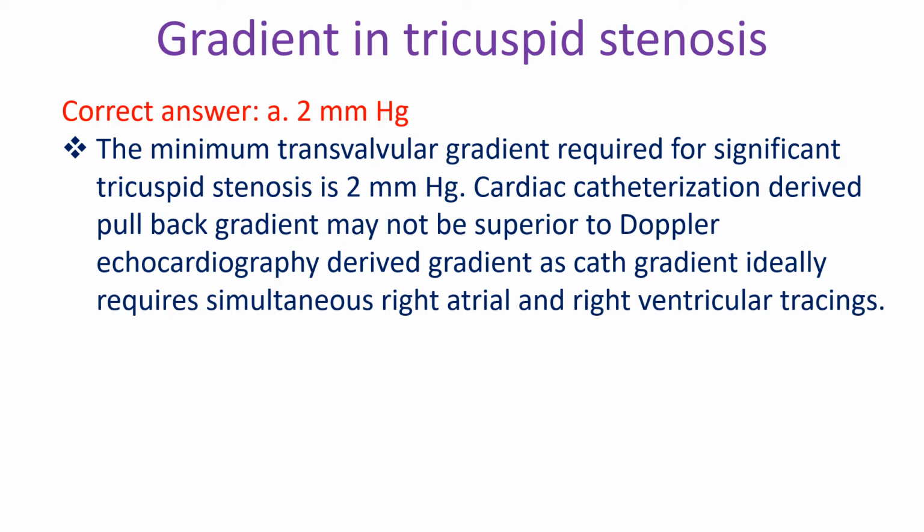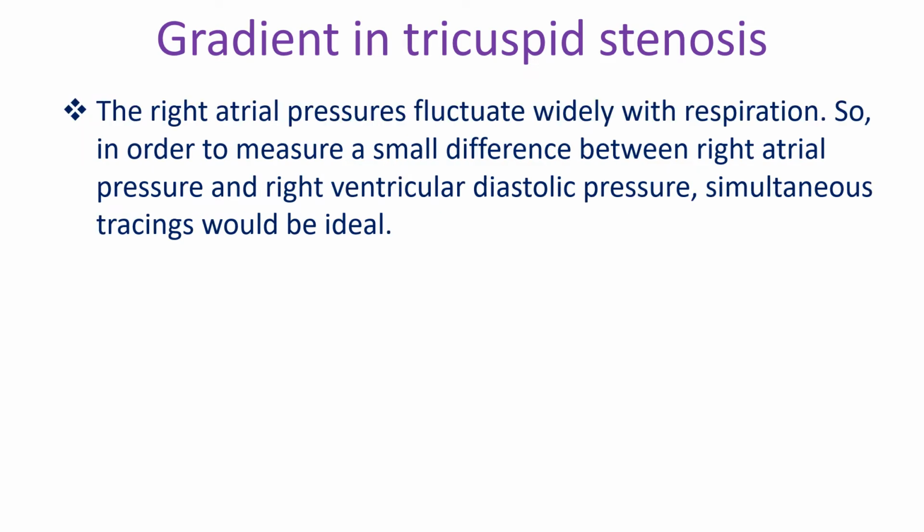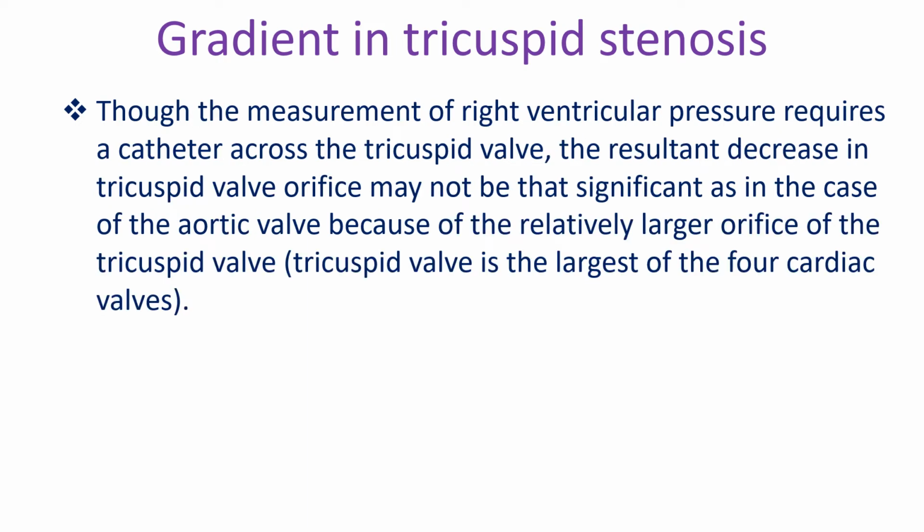Cardiac catheterization derived pullback gradient may not be superior to Doppler echocardiography derived gradient, as cath gradient ideally requires simultaneous right atrial and right ventricular tracings. The right atrial pressures fluctuate widely with respiration. So, in order to measure a small difference between right atrial pressure and right ventricular diastolic pressure, simultaneous tracings would be ideal.